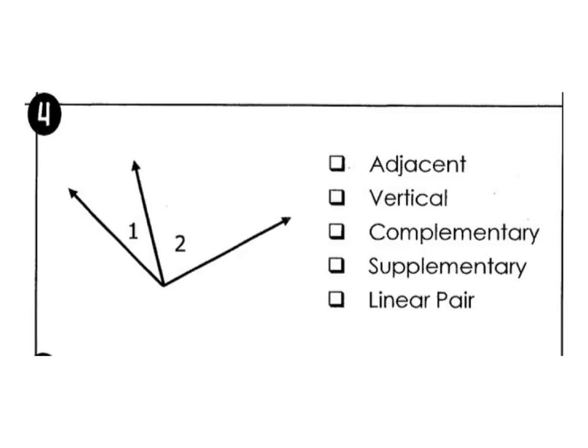All right, number 4. We know that angles 1 and 2 share a common side, so we can say that they're adjacent. They're not vertical because they're not across from each other, and we don't know what their measures are, so we cannot say if they're complementary, supplementary, or a linear pair. So therefore, number 4, all we can say about them is that they're adjacent.